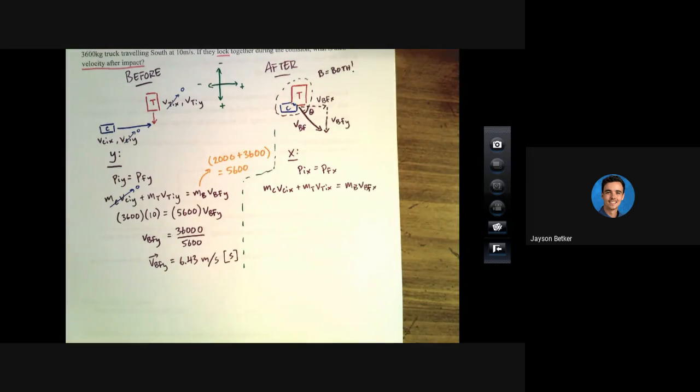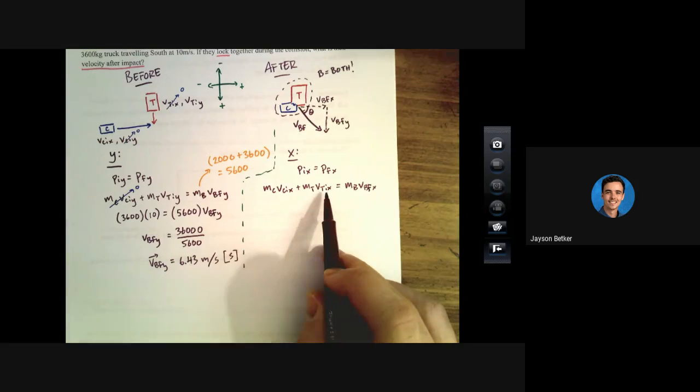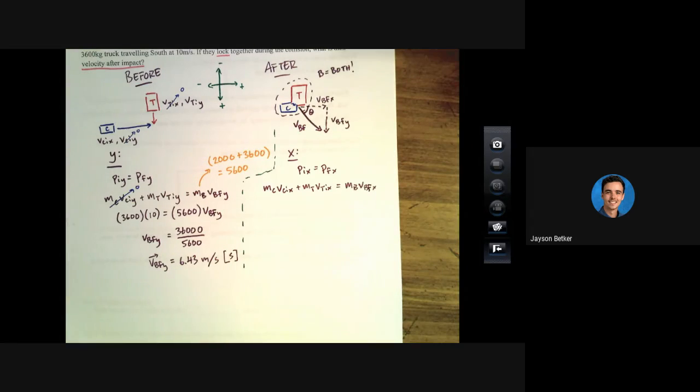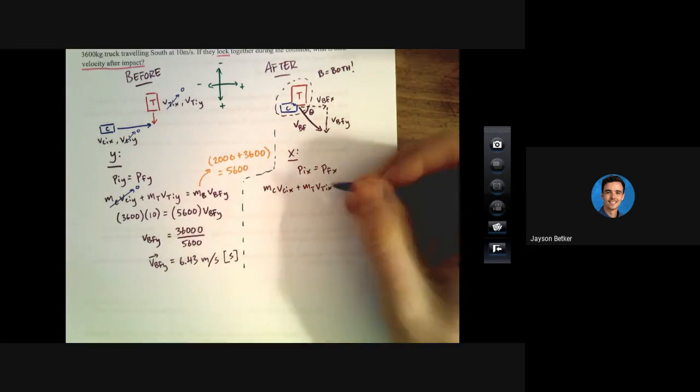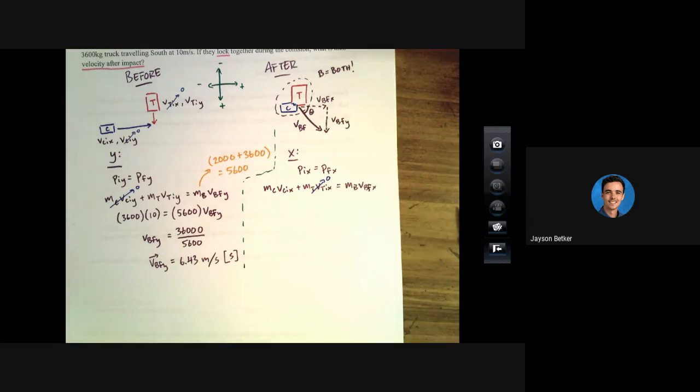There we go. Now there's one key thing here. The velocity of the truck initially in the x direction was 0. It wasn't moving at all in the x direction. It was only moving in the y. So this becomes 0. Makes our life a lot easier.